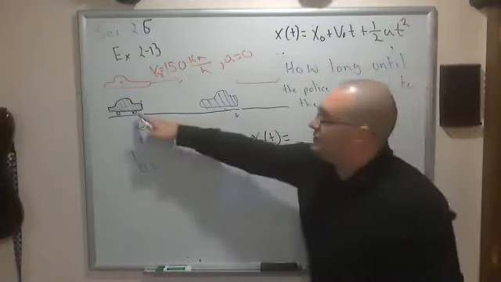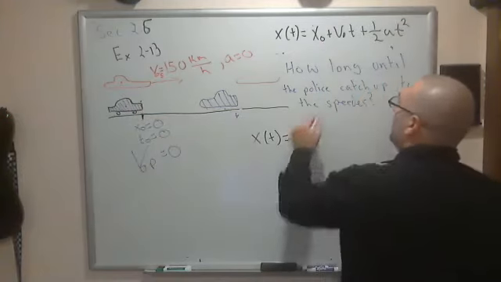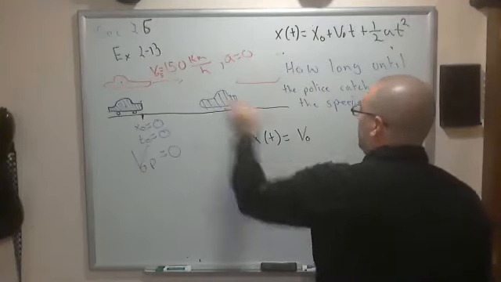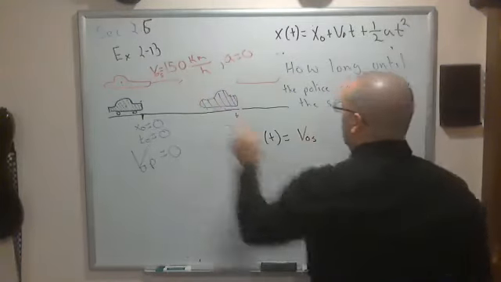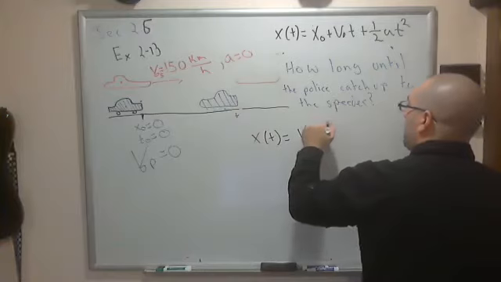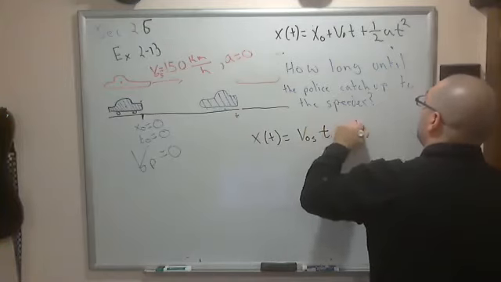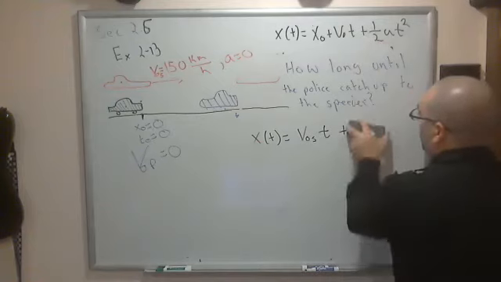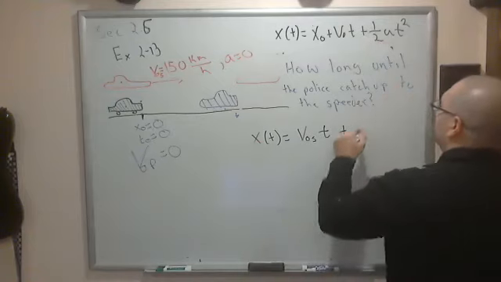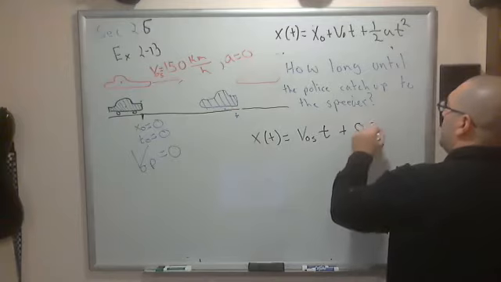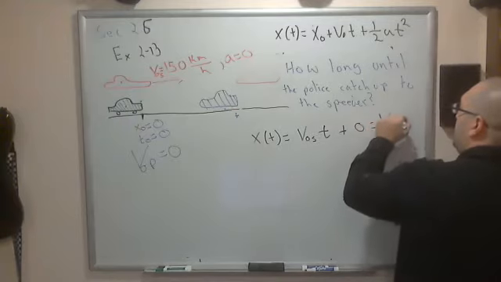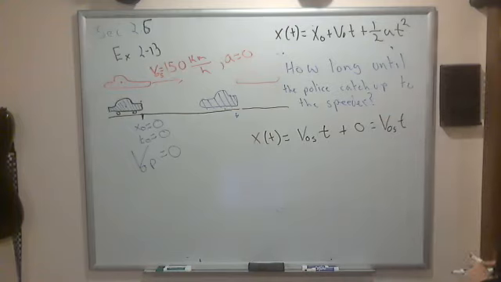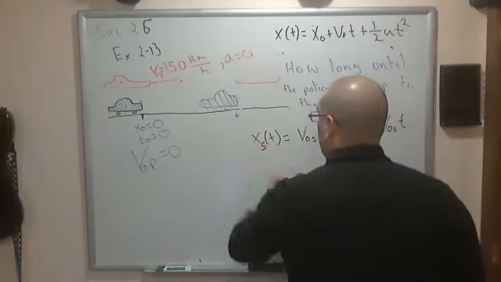So this problem starts at x naught, that's 0. So then this is 0. And then there's a certain velocity that we start at, v naught. Then we have time. And then the acceleration is 0, so this is also 0. So then all we have is this equation for the speeder. Let me put a subscript over here.